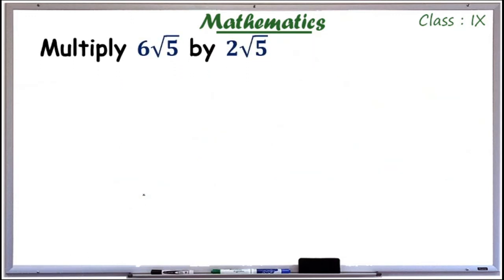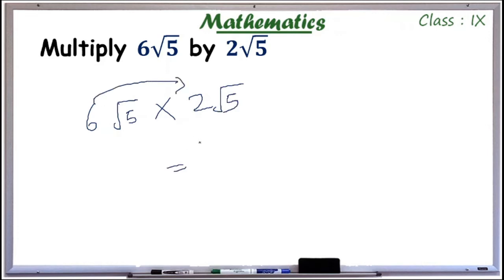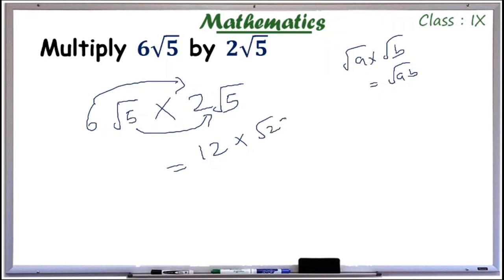Multiply 6 root 5 by 2 root 5. 6 root 5 and 2 root 5. So you can multiply numbers first. 6 into 2, 12, and root 5 into root 5. So root of a into root of b is equal to root ab. We have already studied. So root 5 into root 5 is equal to root 25, and root of 25 is equal to 5. So 12 into 5 is equal to 60.